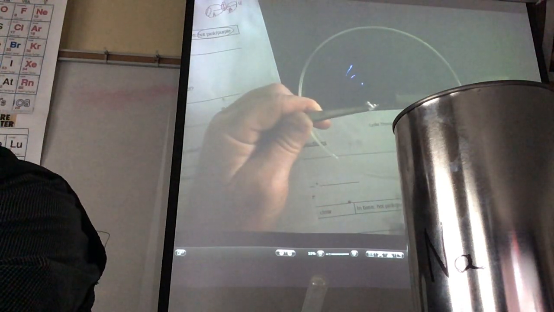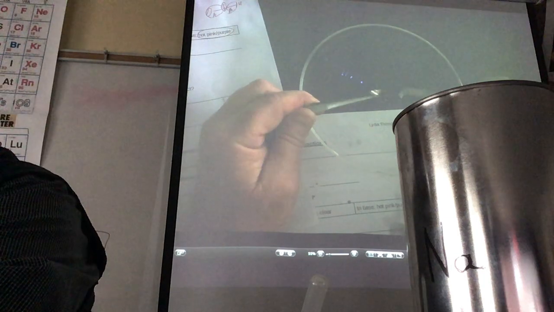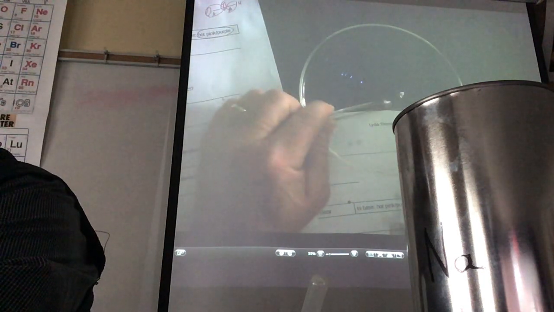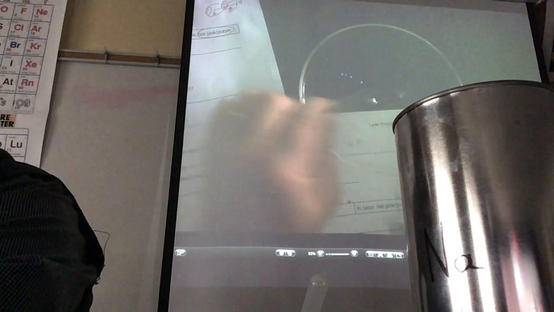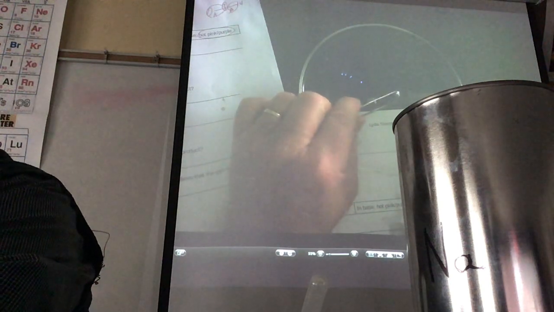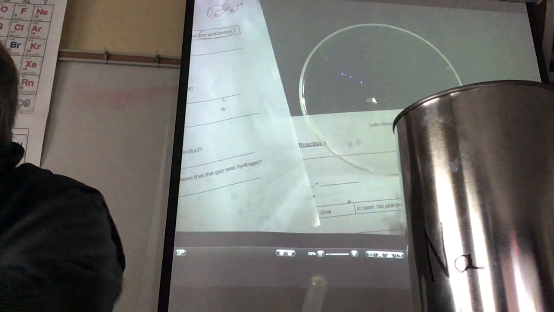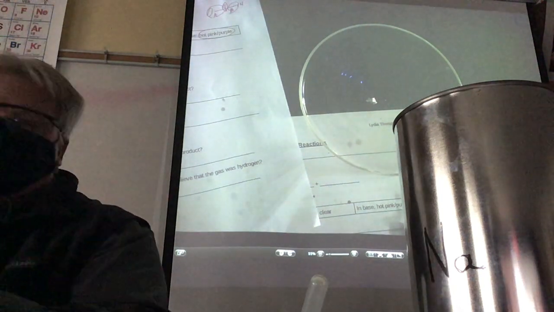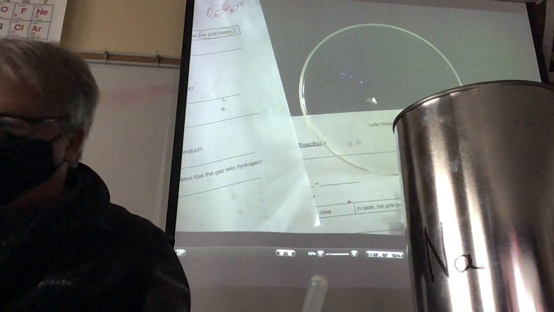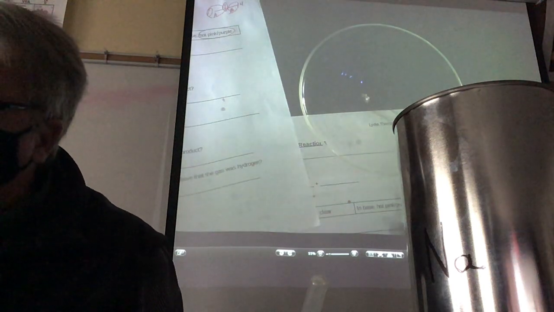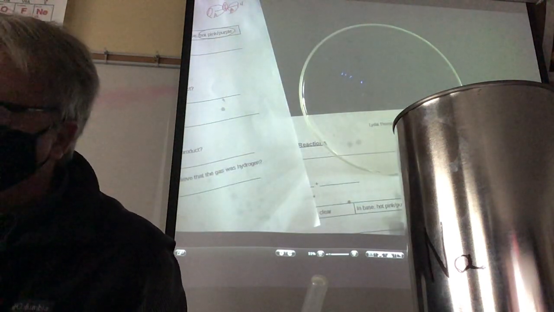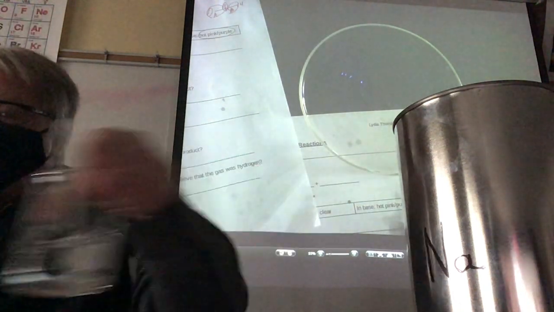Now, what I'm going to do in my experiment, I don't want to use a huge piece. That's pretty big. I'll use, that's as big as I'm going to go. I don't want to do any more than that. Now, I'm going to protect this, get this out of the way. We don't want any explosions. It's going to be a mini explosion. All right, here we go.